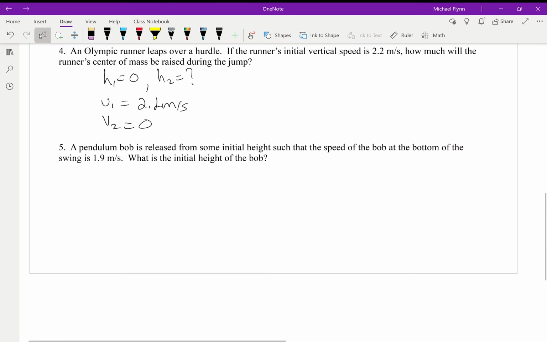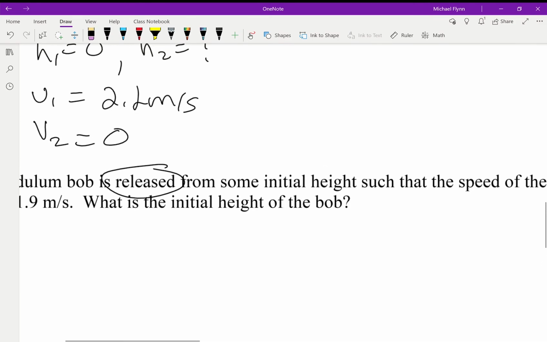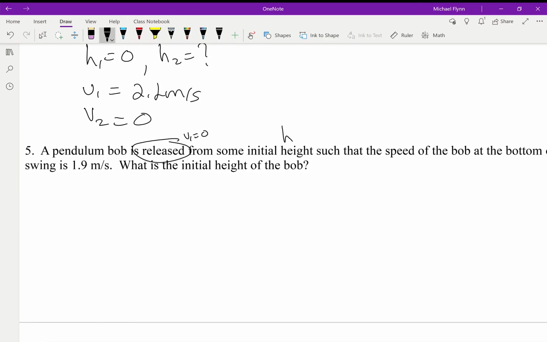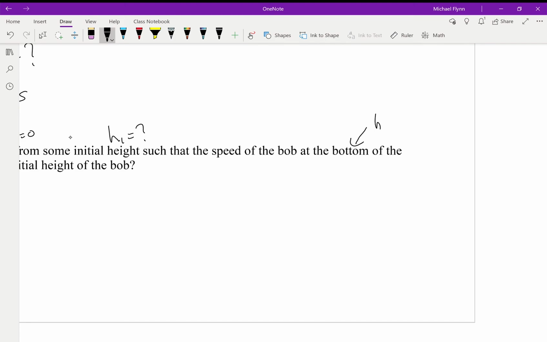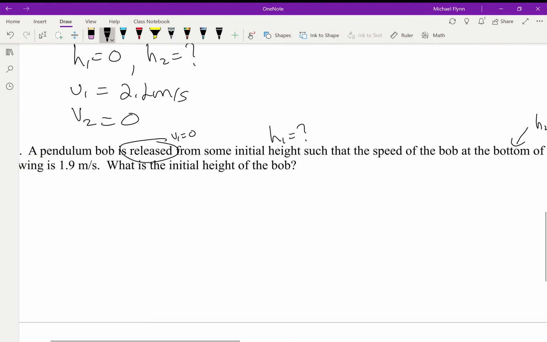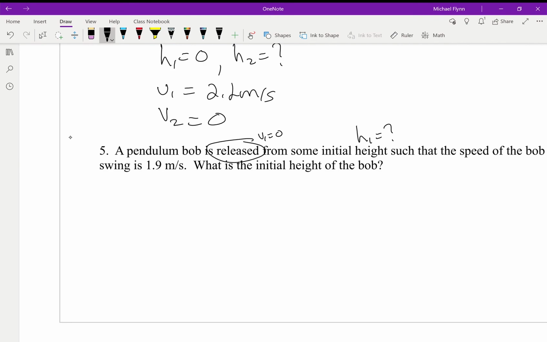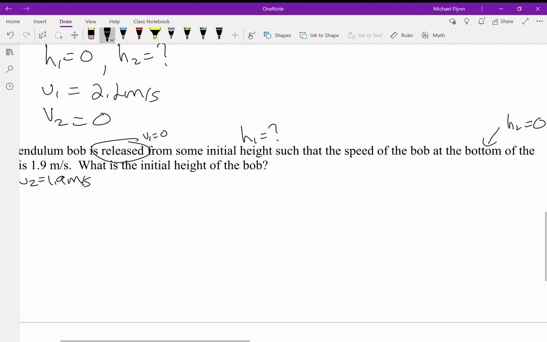Number five, the pendulum question. Again, released implies that V1 is 0. You're looking for H1. What's the initial height? The speed at the bottom implies that H2 is 0. The speed at the bottom of the swing is 1.9 meters per second, so that is V2, 1.9 meters per second. And what they're asking you for is H1, the initial height.